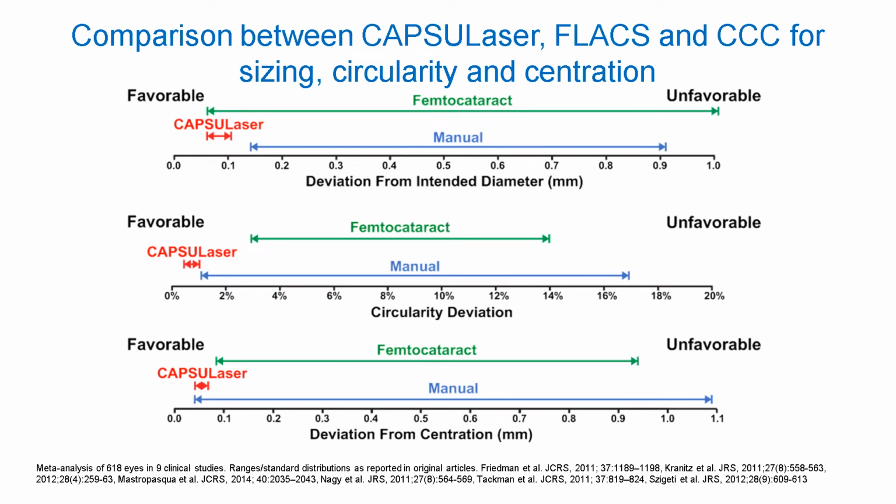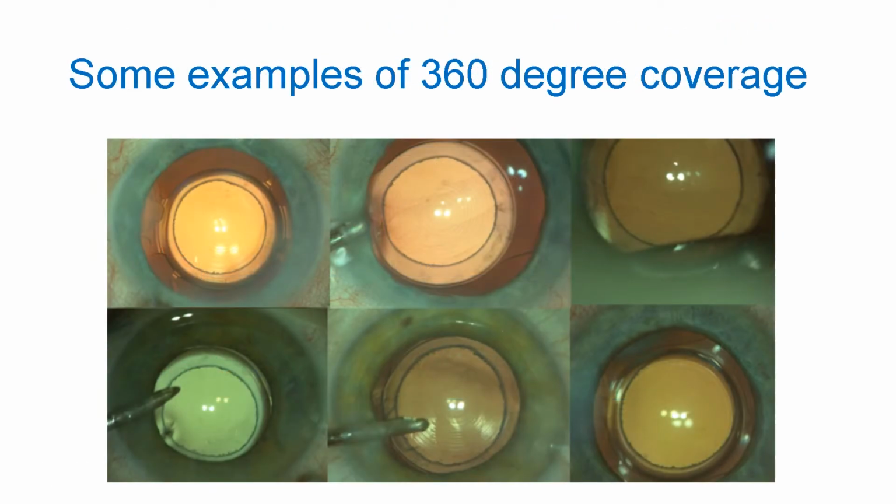We took the results from this study for CAPSULaser and compared them to published results for both FLACS and CCC for sizing, circularity, and centration. And you can see, if you look at the left-hand side of the slide, the CAPSULaser does better than both of these other 2 modalities for opening the capsule. And here we can see some typical examples of CAPSULaser capsulotomies after lens implantation with 360-degree coverage.